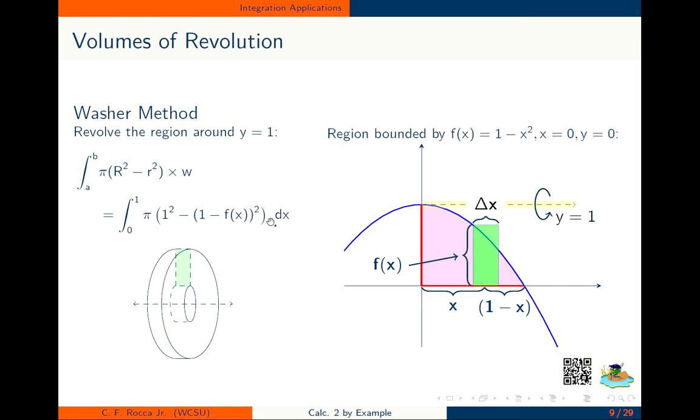Pi is a constant. Dx is what delta x becomes when we are adding up our infinitesimally thin rectangles. And I'm integrating from 0 to 1 because I'm starting at 0 and I go to this point here, which is x equals 1. So I would evaluate this integral in order to find the volume if I revolved around y equals 1.